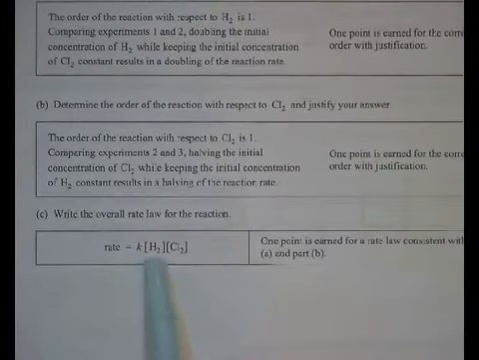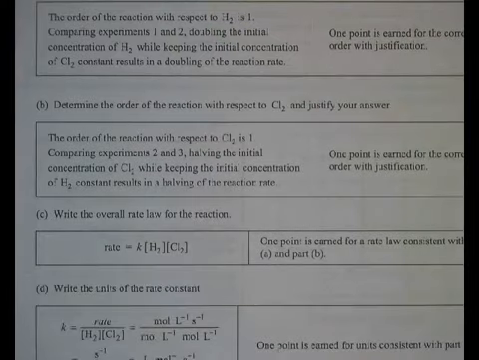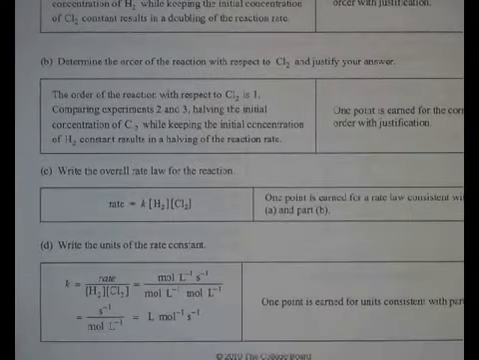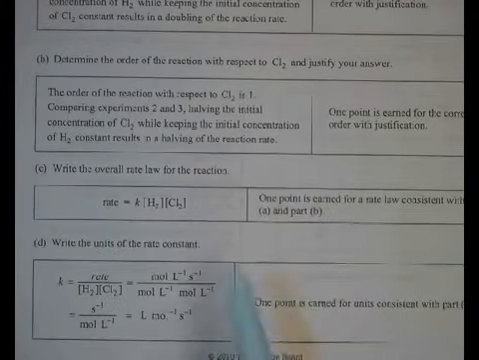So write the overall rate law. Rate is equal to k, H2 to the first power, Cl2 to the first power. Write the rate constant. Once again, solve for k. Plug in the values of the rate constant. Don't put the numbers in now because they're only asking for the units. And then solve for the units, and you can see that that one's actually really fun to do.